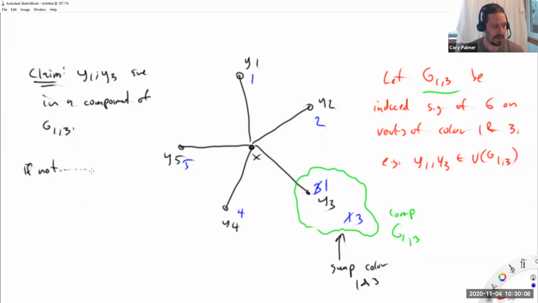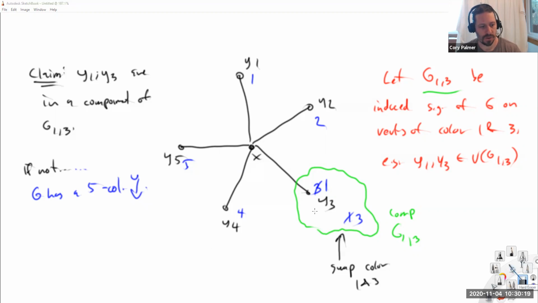So what we argued here is that G has a 5 coloring, right? Which is a contradiction. Okay. All right, great. So that means that our claim holds. Y1 and Y3 are in a component together. So let me erase this business here. If they're in a component together, it means there's a path between them.